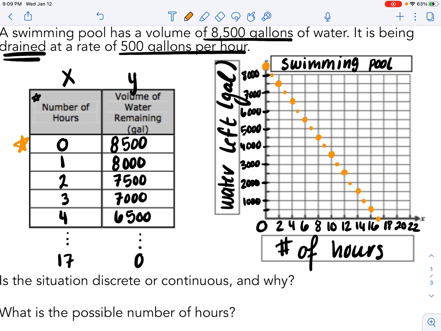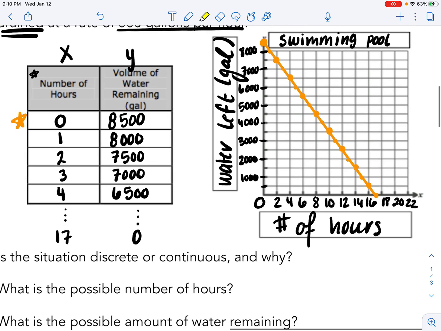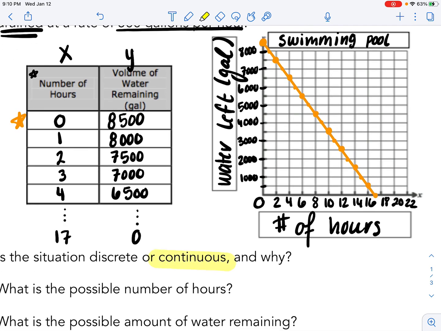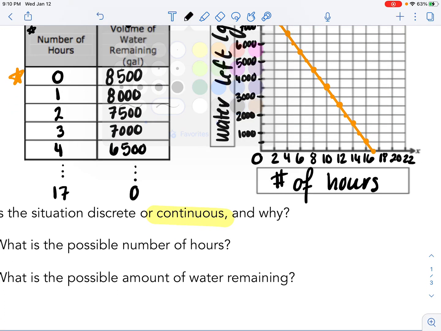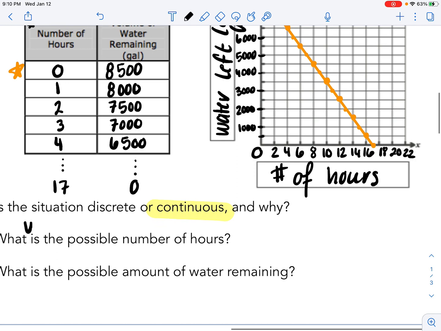And because the number of hours is divisible by 2, right? Half of an hour is 30 minutes. We can actually go ahead and connect these dots. But I am not going to draw arrows on the ends, and we're going to see why in a second. So, because I can draw a line, because I can have half of an hour, we're going to write that this is continuous. I'm going to write we can have half an hour.